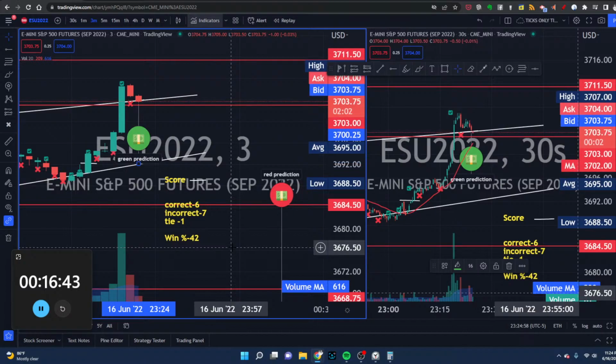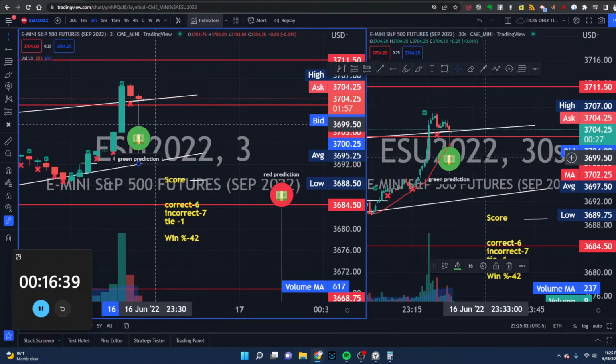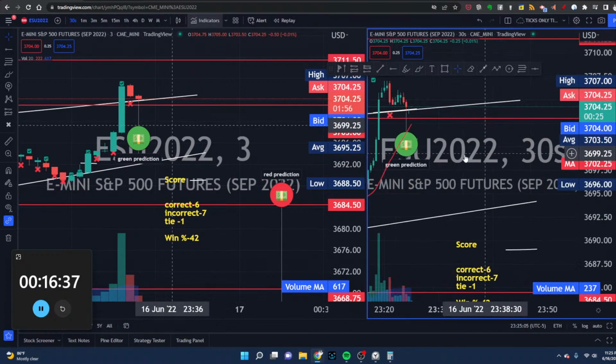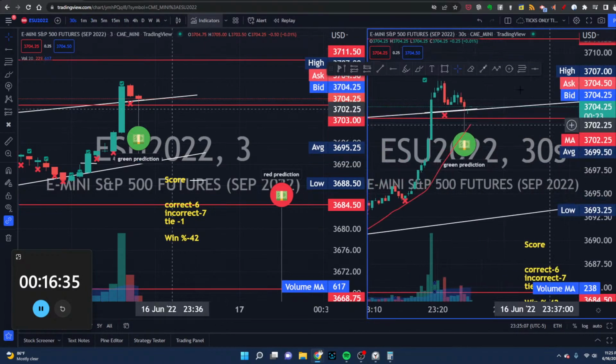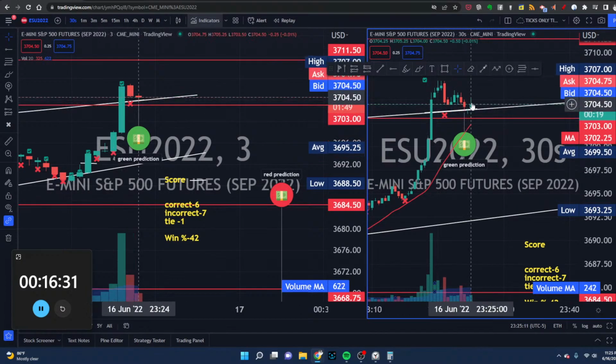We're at the top of this channel. I don't think it wants to come back down in here. If it does, I think it'll wick. Look at this candle bouncing around here on the top.